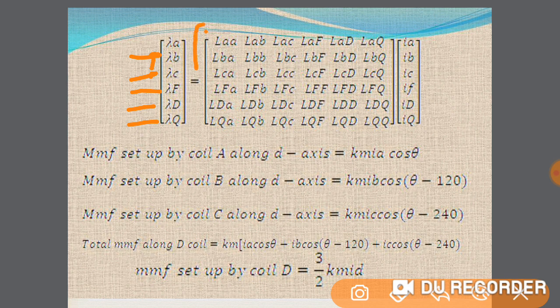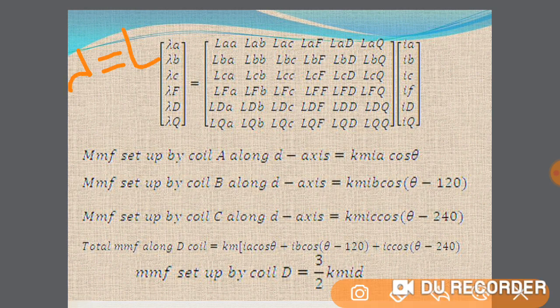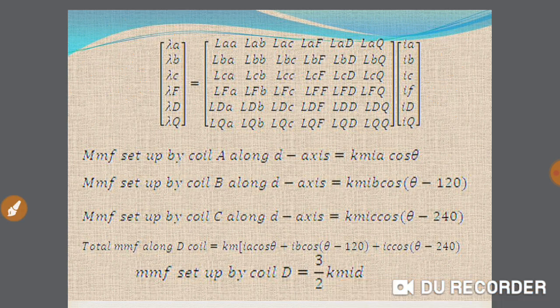Along with this particular matrix, we have a multiplicand matrix of current with it, because we know that lambda is given by the formula lambda is equal to L i. So the L matrix we have done. Now we will write the i matrix with respect to A, B, C, the three phases, then F, D and Q, field, direct and quadrature axis. So A, B, C being the three phases, F for field, D for direct and Q for quadrature. So now we have completed this equation of lambda is equal to L into i.